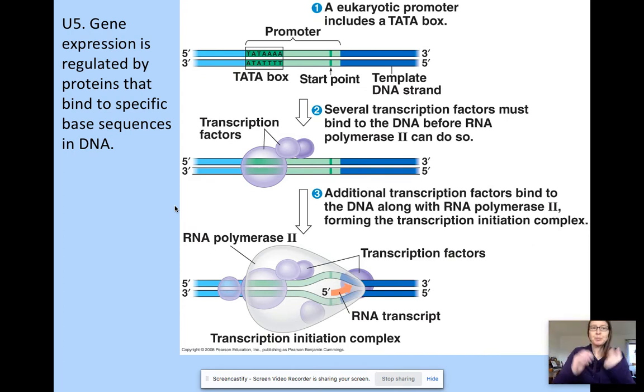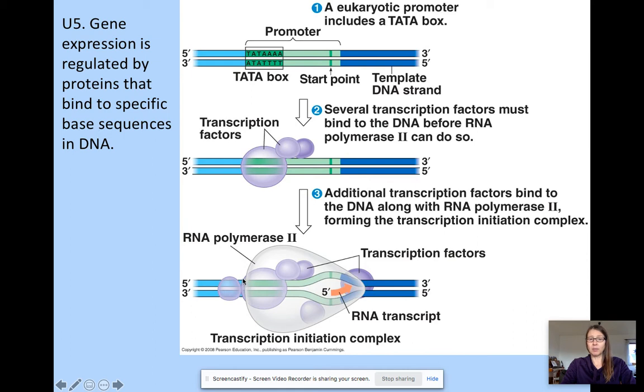So often RNA polymerase is not going to just go up and attach on its own to the promoter region. There's generally a number of proteins, regulatory proteins. Another name for these specific regulatory proteins is transcription factors. And these proteins help the RNA polymerase to start transcribing.